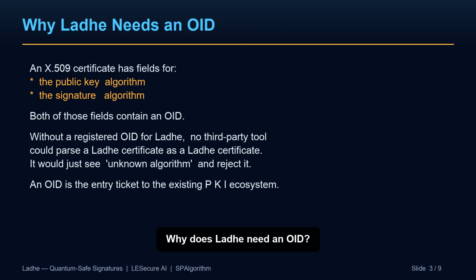Why does LAD need an OID? An X.509 certificate has fields for the public key algorithm and the signature algorithm. Both of those fields contain an OID. Without a registered OID for LAD, no third-party tool could parse a LAD certificate. It would just see unknown algorithm and reject it. An OID is the entry ticket to the existing PKI ecosystem.